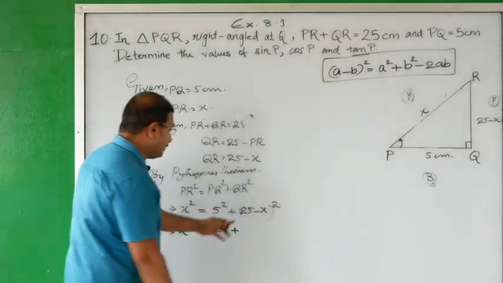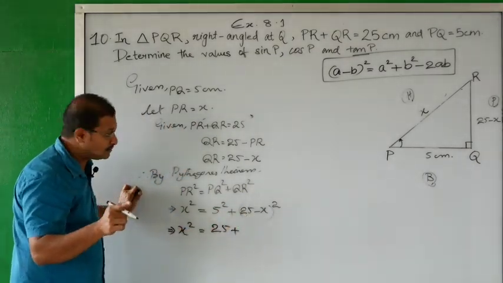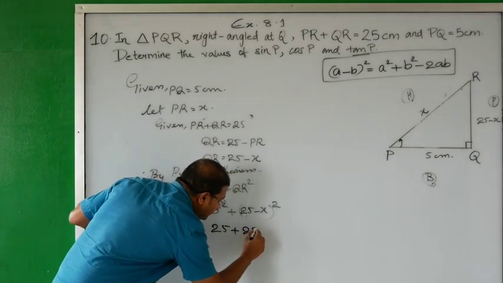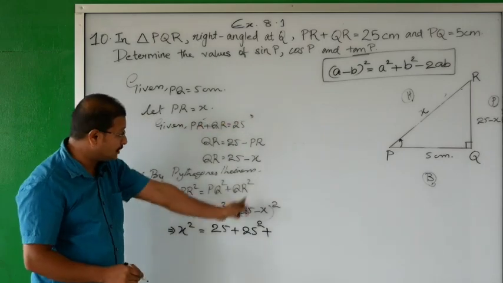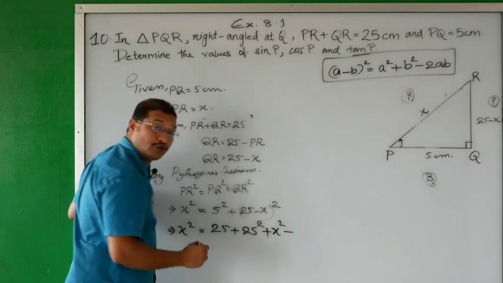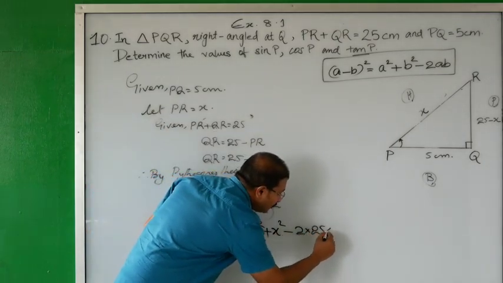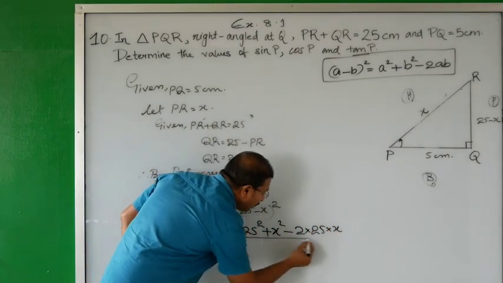So we will apply that here. The value of A is 25, B is X. Ready? That means A square, that means 25 square plus B square. B is what? X square. Minus 2AB. So 2 into A is what? 25 into B, X. See? This part we got it now.